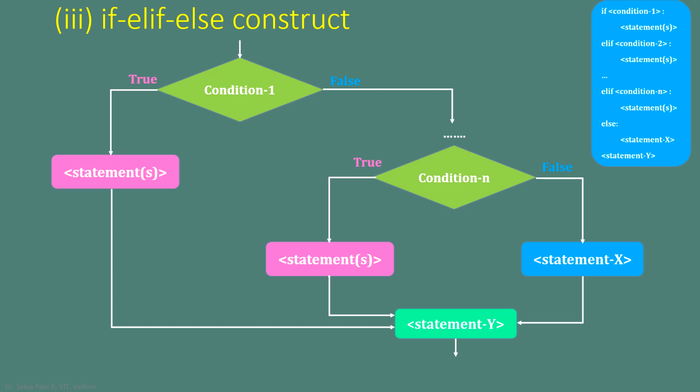Hence, if any one of the conditions is true, the statements given under that particular block will be executed. If all the conditions are false, the statements given under the else block will be executed. Whatever be the case, the interpreter will come to execute statement Y, which follows the if-elif-else ladder.